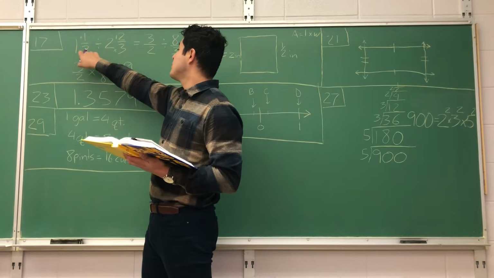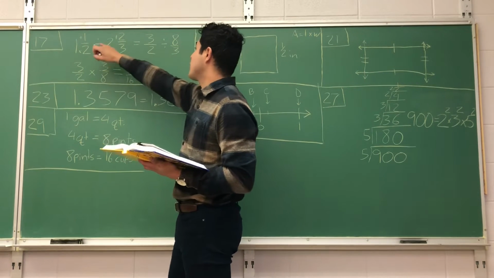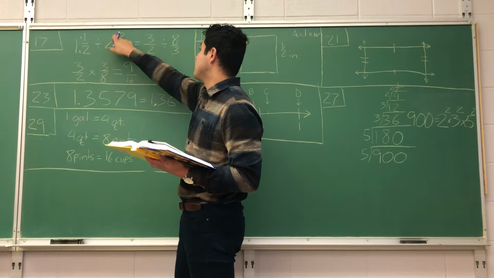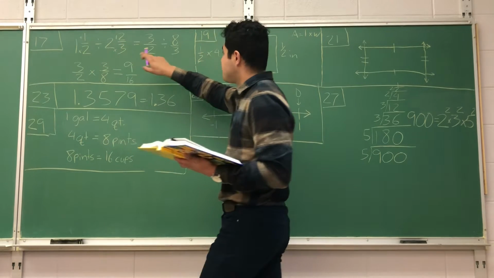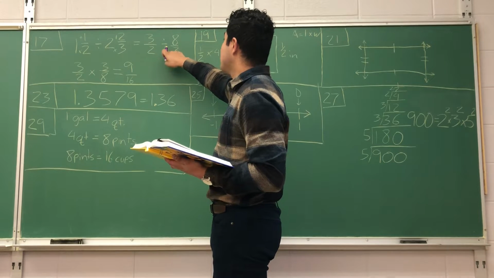So 2 times 1 is 2, plus 1 is 3, okay? And so I write 3/2. And then I take 3 times 2 plus 2. So 3 times 2 is 6, plus 2 is 8. So now I have 3/2 divided by 8/3.